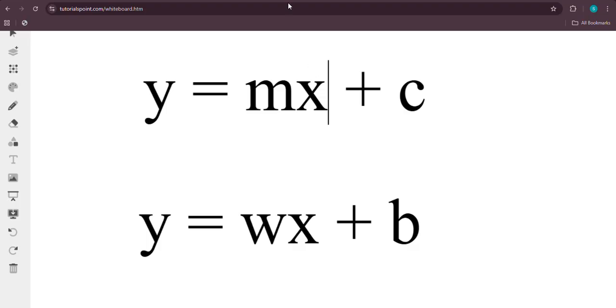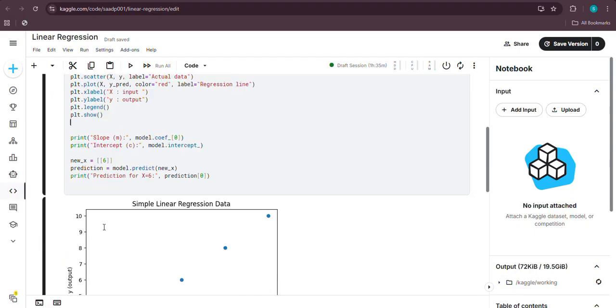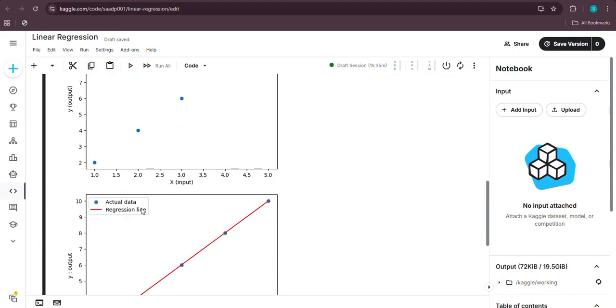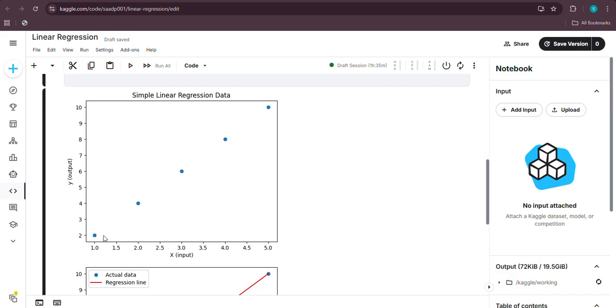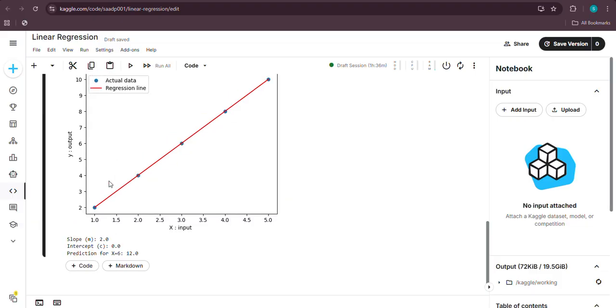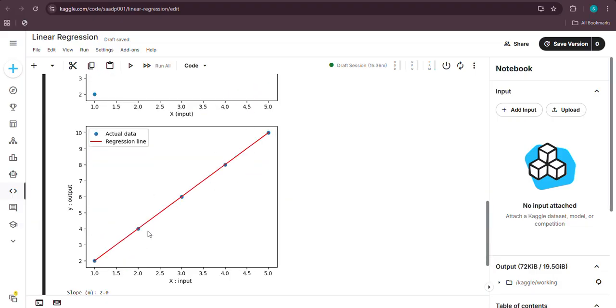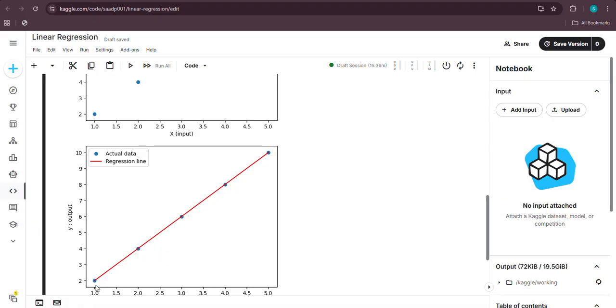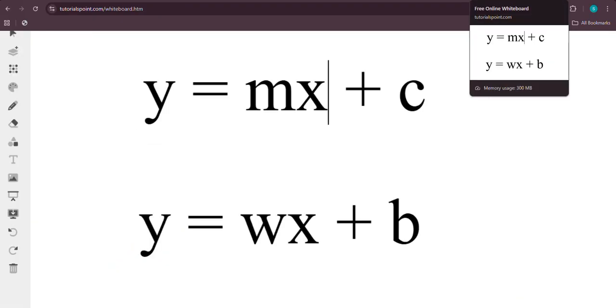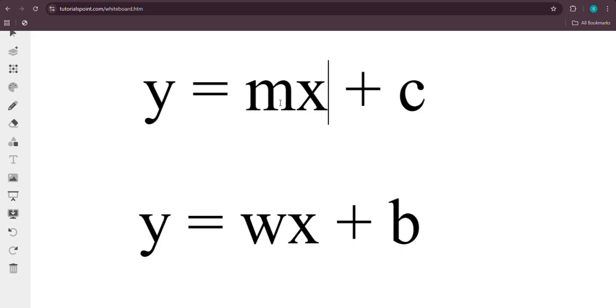In the previous video, I explained this code and we generated these two graphs. The first graph was only the plotting, or the visualization, of our data set. Then the second graph was the actual regression line. This regression line basically follows that y is equal to mx plus c equation that I showed you earlier. So what is this equation then?